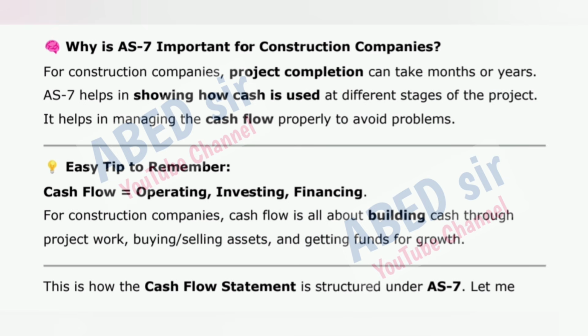Easy tip to remember: cash flow is equal to operating, investing, financing. For construction companies, cash flow is all about building cash through project work, buying, selling assets, and getting funds for growth. This is how the cash flow statement is structured under AS 7.